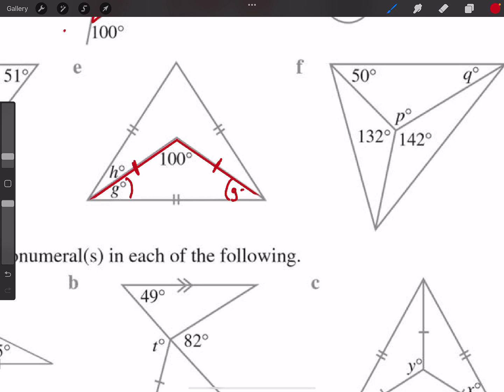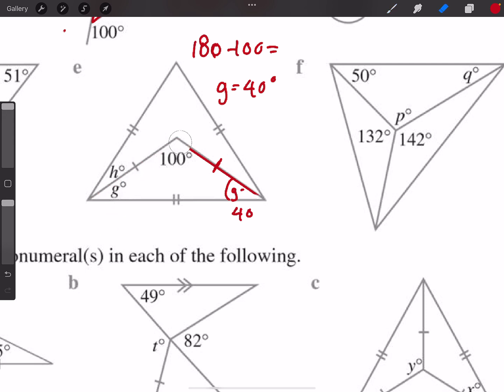So 180 degrees, take away 100, you get 80 degrees. So these two must add to 80 degrees. A total of 80 degrees. And they're both the same, so 80 divided by 2, which means these are 40 degrees each. So angle G is equal to 40 degrees.